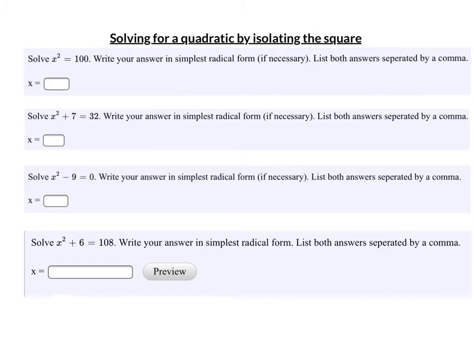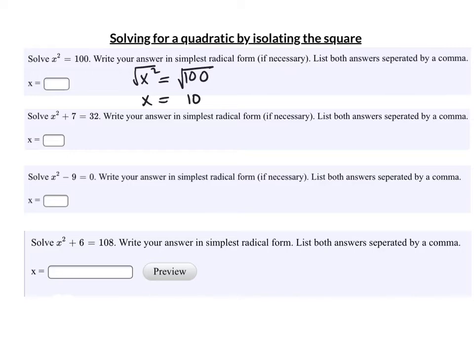Solving a quadratic by isolating the square. So the idea here is if I have a square by itself, I can take the square root to eliminate the square. So when we look at this first example, x squared equals 100, that means I could find x by taking the square root of both sides. That means x will equal 10.